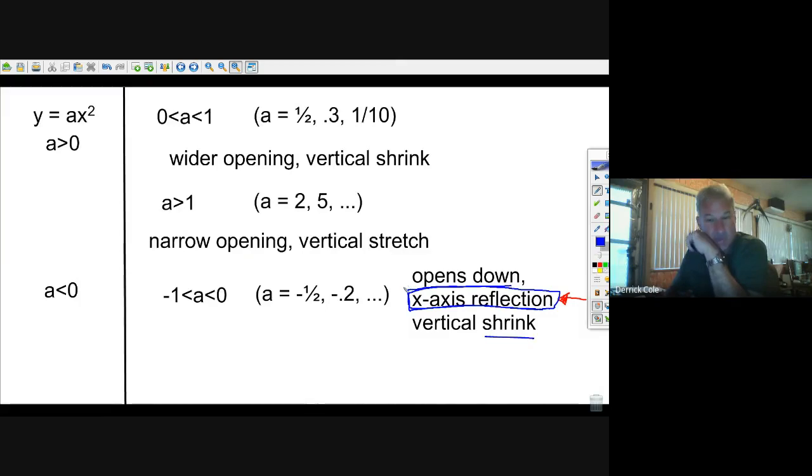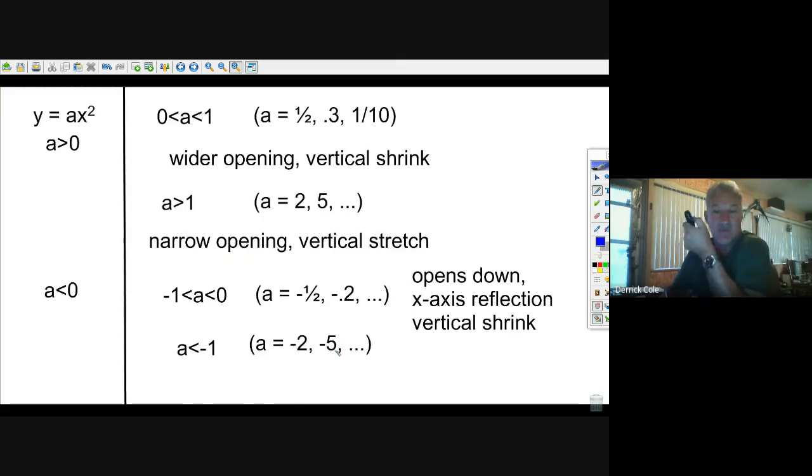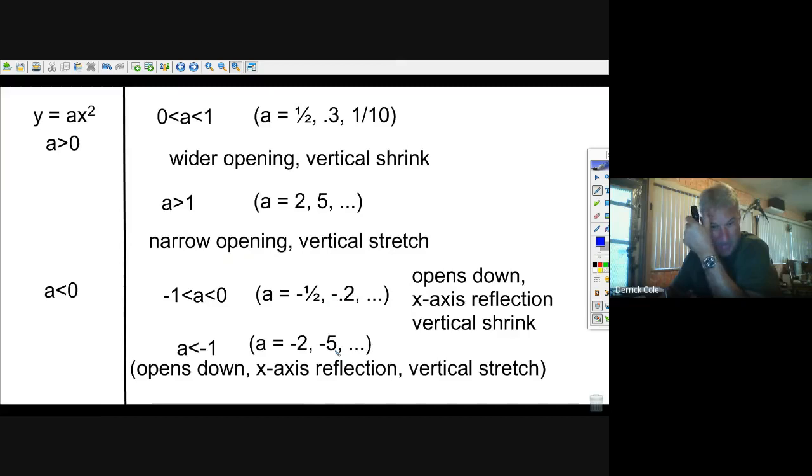So it's doing two things now. Now it's opening down. That negative means opens down. All right, negative in front, open down. If it's a number there, disregarding the negative, if it's less than 1, it's going to be wide or a vertical shrink. Now, if A is less than -1, in other words, like -2, -5, -10, then it's going to open down still. It's going to be an x-axis reflection and a vertical stretch.